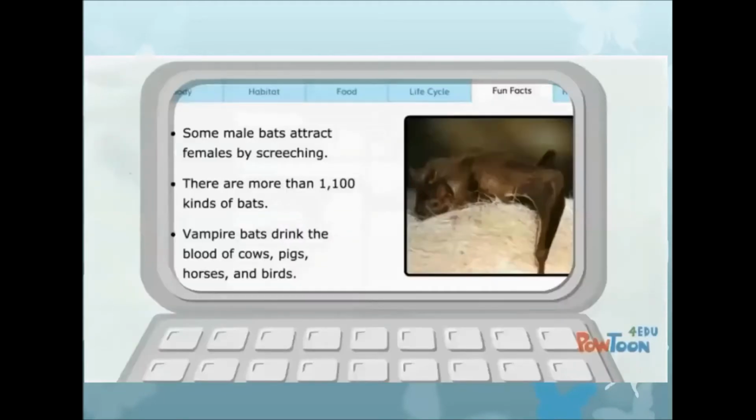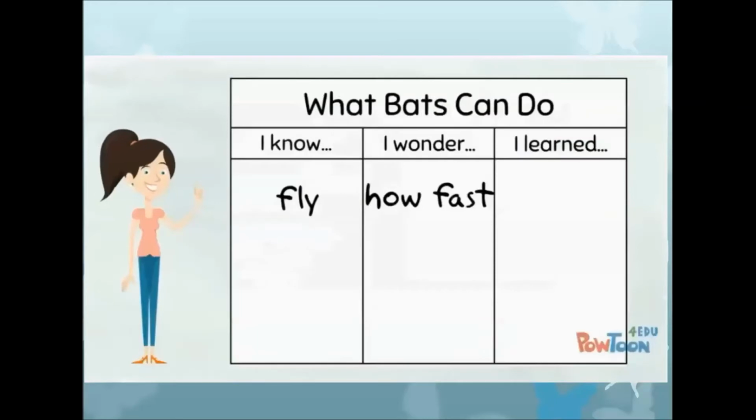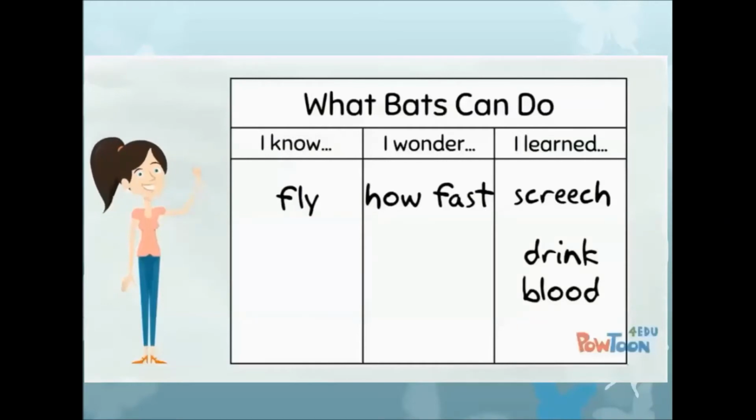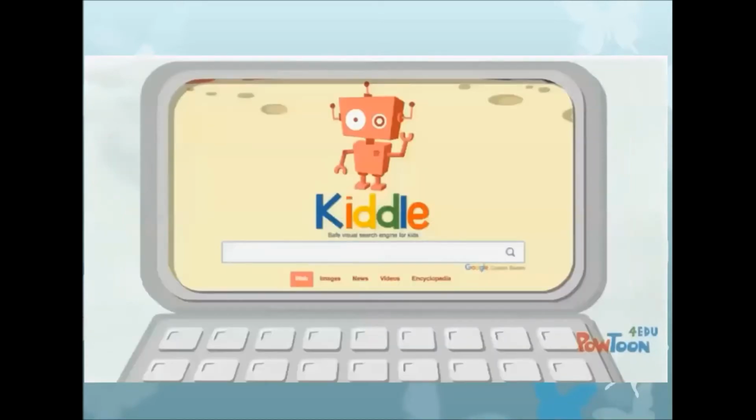Let's see. This page called Fun Facts says, some male bats attract females by screeching. There are more than 1,100 kinds of bats. Vampire bats drink the blood of cows, pigs, horses, and birds. Wow, I'll write down that some bats screech. And whoa, I didn't know that bats really drank blood. I will definitely add that to my writing. The other question I wanted to know was how fast bats can fly, but I haven't found that information yet. I'm going to do an internet search to see if I can find the answer.